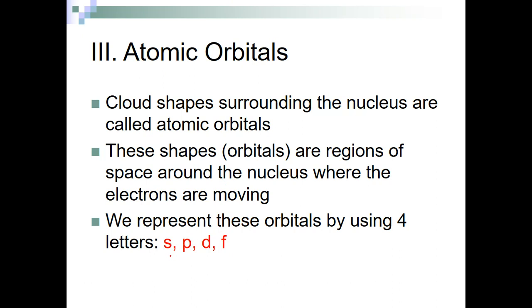The last thing I talked to you about was how we represent the orbital shapes, the electron cloud shapes. We represent them with 4 different letters. So there's 4 different cloud shapes. The letters that we use are S, P, D, and F. Now each of those letters corresponds to a specific shape.